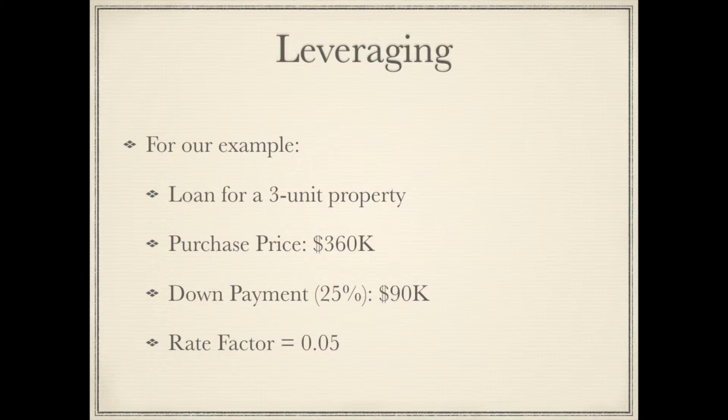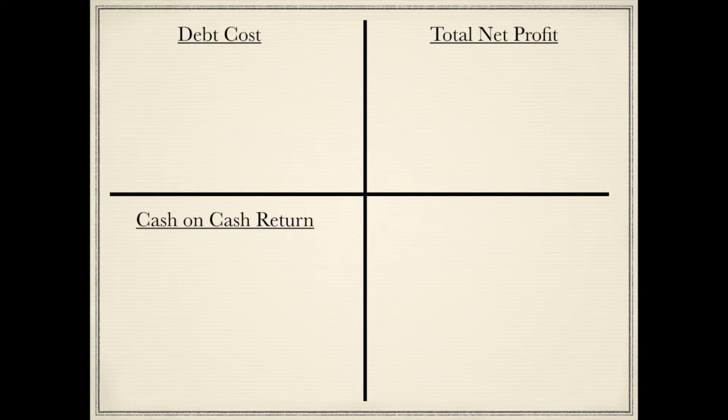Leveraging is using the bank's money with a down payment to get a bigger return. In our example, now we're assuming that we're getting a loan for the 3-unit property. The purchase price is $360,000. We're going to put a 25% down payment of $90,000, and we're going to assume that the rate factor is equal to 0.05. Now we have our real estate quadrant for assuming debt. The quadrants are comprised of debt cost, total net profit, and cash on cash return.